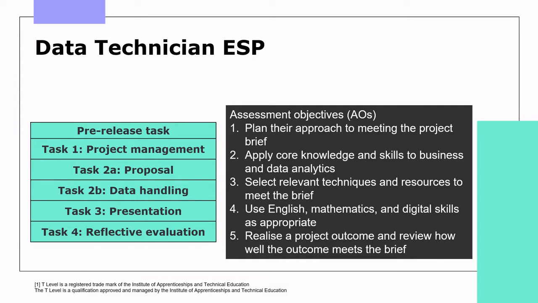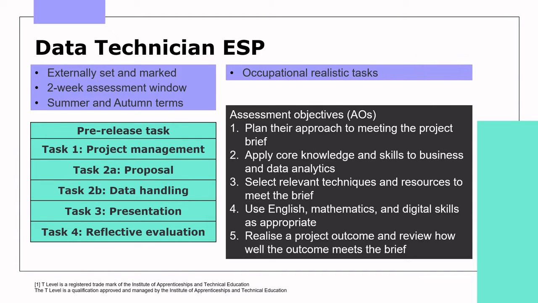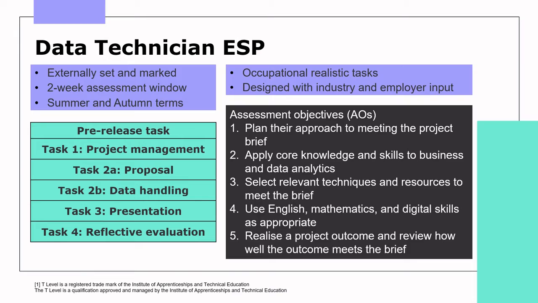The Employer Set Project, or ESP, consists of a series of tasks designed to assess the 5 assessment objectives shown. And this skills assessment is set and marked by NCFE. The ESP is conducted during a 2-week assessment window, which will be available in the summer and autumn terms. The tasks are designed to replicate the real-life industry experience, and we used employer and industry experts when developing the ESP to help achieve this.